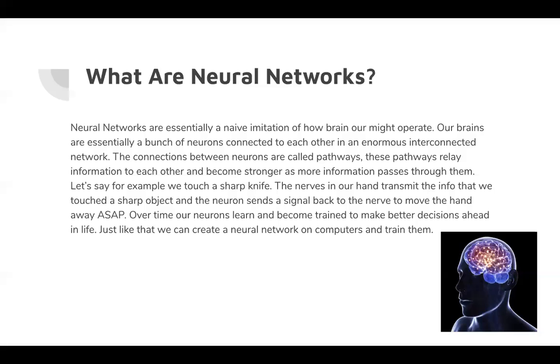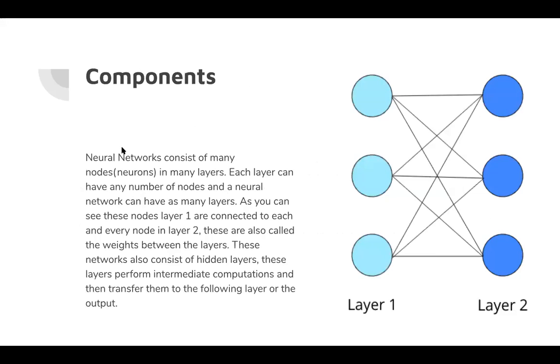So let's say as a child, you touched a hot burning pan, a boiling pan, and you suddenly moved your hand away because the neuron sent info through the pathway to your hand to move. This way, now the neuron knows, and now your brain is trained to not touch a boiling pan again. Just like that, we can train neural networks in order to create imitations of our brain or create what we're trying to get. So here we have our components.